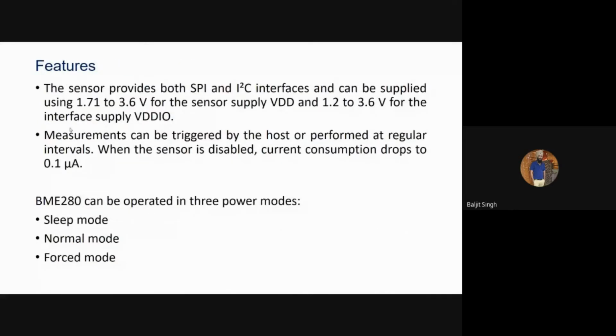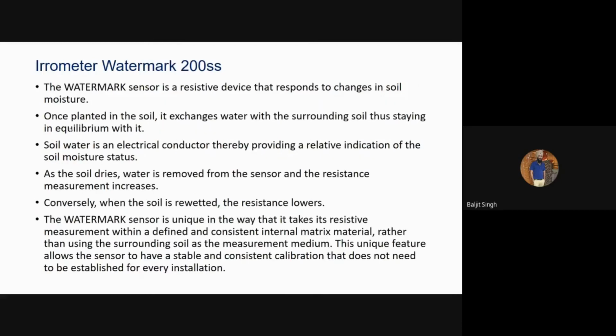Now, coming to the next sensor that we have used for designing the precision agricultural system, it was from Aerometer, a company, the Watermark 200 SS. The watermark sensor is a resistive device that responds to changes in soil moisture. So this is a soil moisture sensor. Once planted in the soil, it exchanges water with the surrounding soil, thus staying in equilibrium with it. I'll show in the next slide how this sensor works.